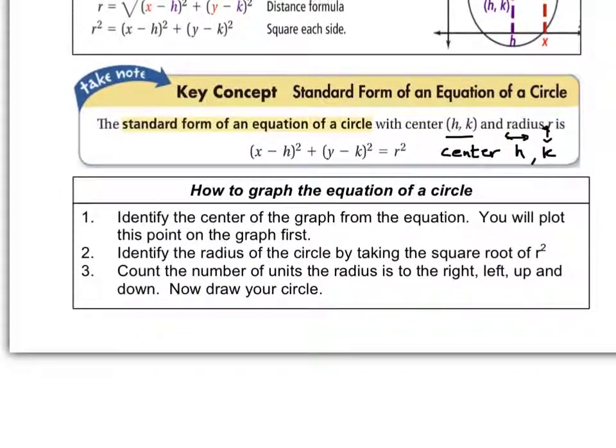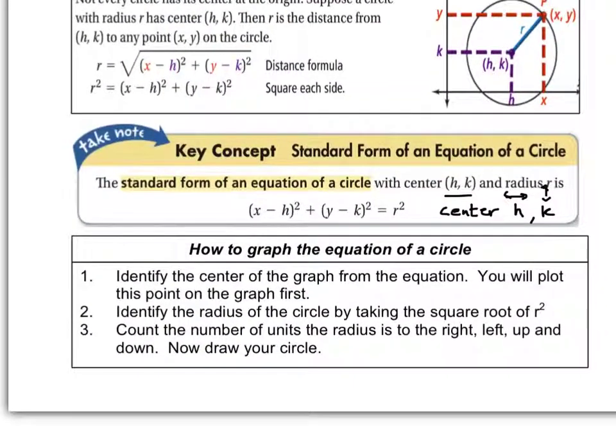First thing we want to do is identify the center of the graph from the equation, and plot that on your graph first. Once you've identified the center, you identify the radius by taking the square root of r squared. Remember, in the equation it's r squared and we want r, so we have to take the square root of that to get our r value.